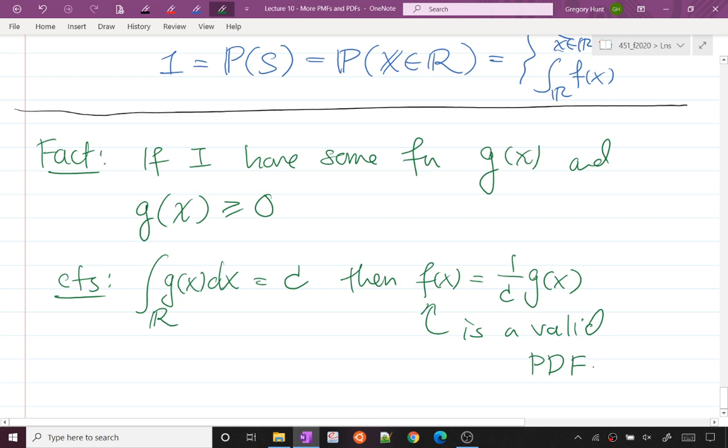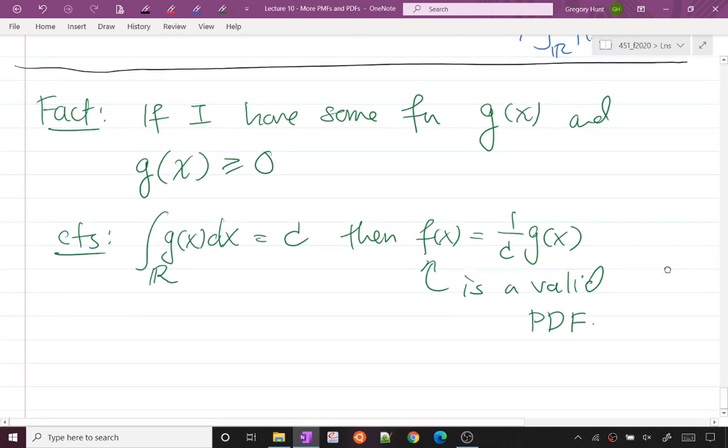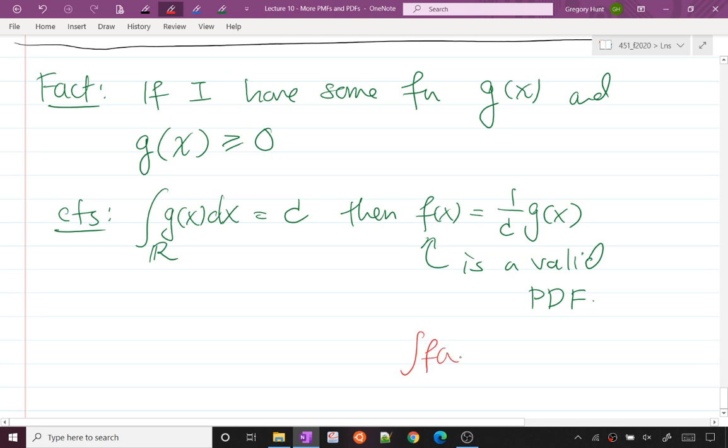Why? It's positive. 1 over c is positive. g of x is always positive. The function's always positive. If I integrate, for example, f of x over the real numbers, this is 1 over c. I can pull out the 1 over c by g of x, let's say dx, which is just 1 over c by c, which is 1. So this thing integrates over the whole real line to 1.